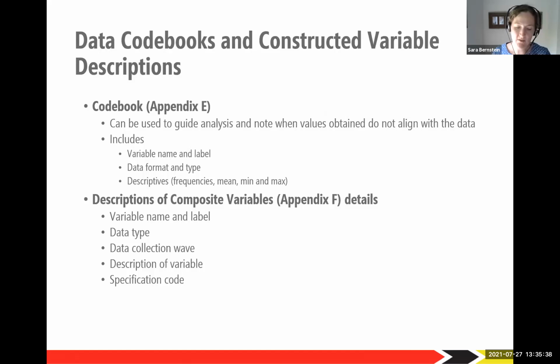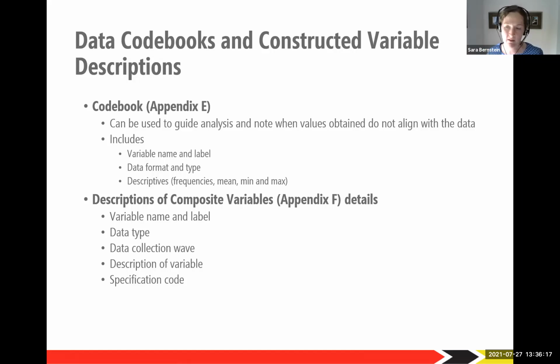Okay, so for each variable on the file, the codebook in Appendix E lists the variable name and label, the data format and type, and includes a set of unweighted descriptive statistics. So researchers can review this codebook to guide their analysis and note when values obtained in your analysis maybe don't align with the raw data. But again, it's unweighted. That information isn't really intended for reporting, but it could be useful if you're looking at a variable and you want to know if there's any distribution for that variable. The codebook would be a good place to start.